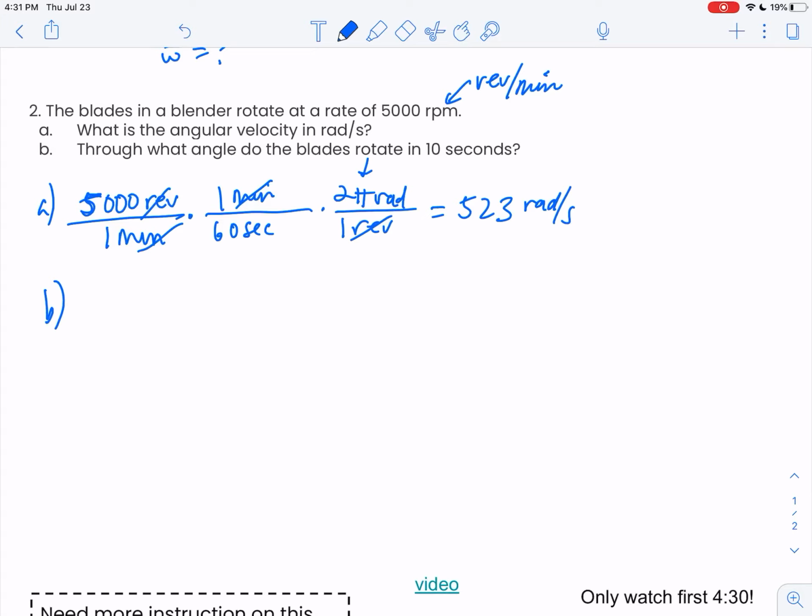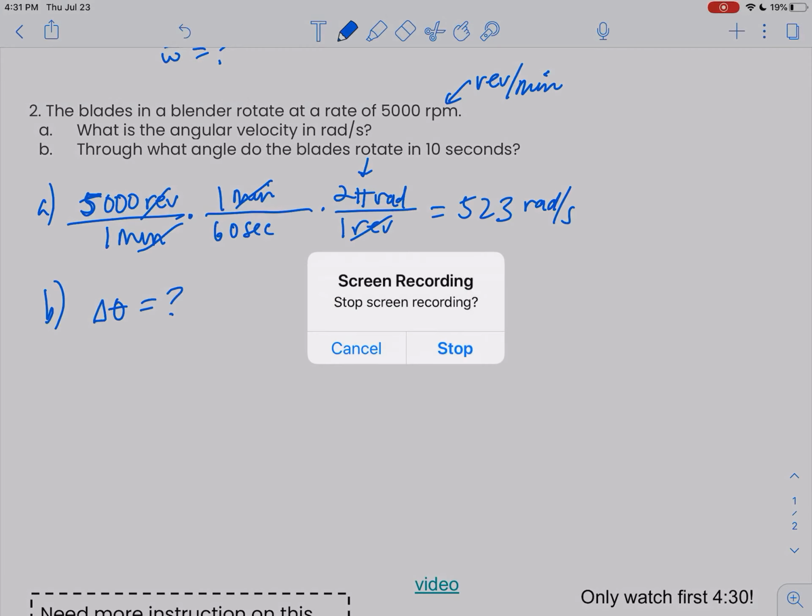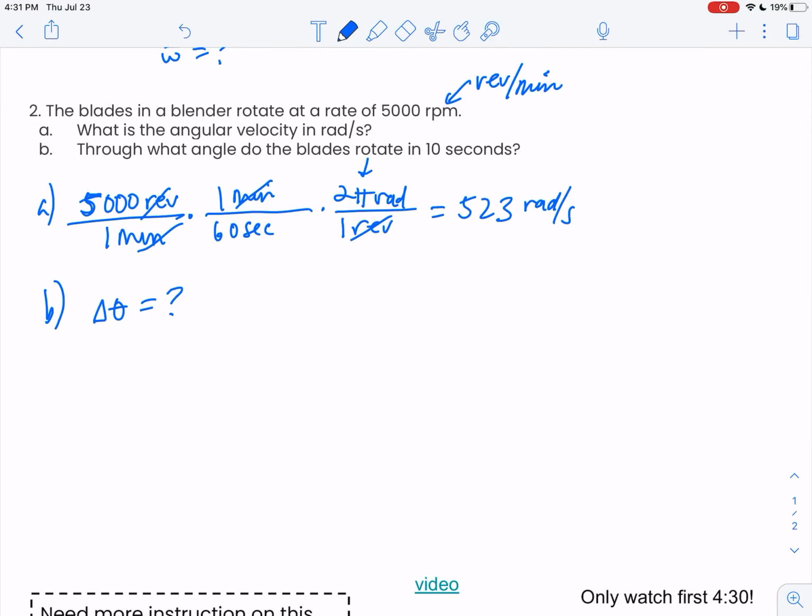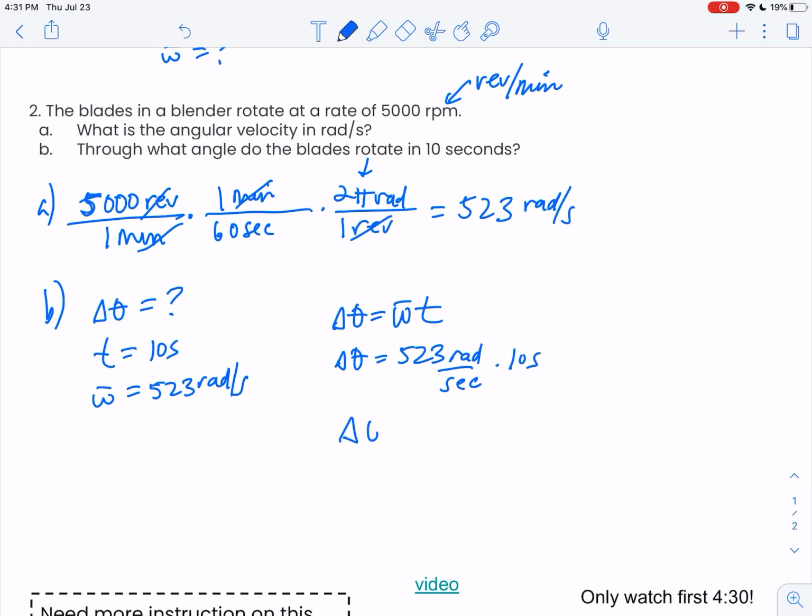And then, through what angle do the blades rotate in 10 seconds? So we're going to have delta theta, time 10 seconds, and omega is 523. You can write it either way: delta theta equals omega t. Times 10 seconds, so 5,230 radians.